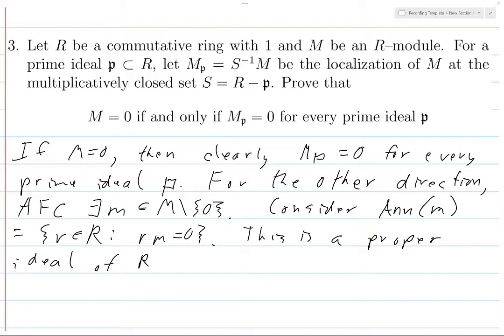Why is it proper? Rings contain 1, right? They even say that R is a commutative ring with 1. Now if you apply 1 to m, then you just get m, and we have assumed that m is non-zero, and therefore 1 is an element of R which is not in the annihilator of m, and thus the annihilator of m is a proper ideal of R.